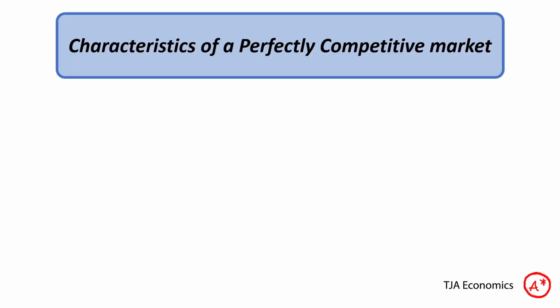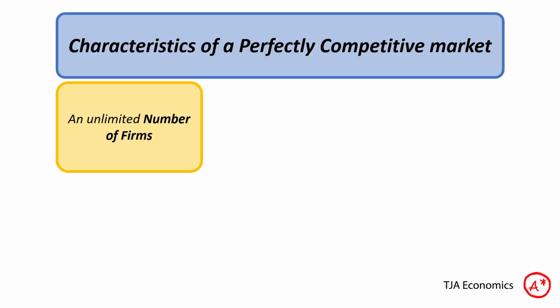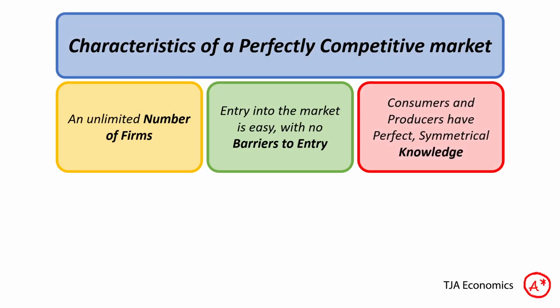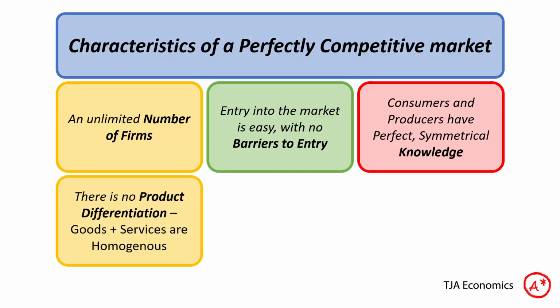So, what are the characteristics of a perfectly competitive market? Well, number one, as I've said before, there is an unlimited number of firms. There is no limit on how many firms are in this market. It can be a truly infinite number of firms, loads of firms. Number two, there are no barriers to entry, so firms can easily enter or exit the market. We have perfect symmetrical knowledge between producers and consumers, so perfect knowledge. There is no product differentiation, as we said earlier. They have homogeneous goods and services.